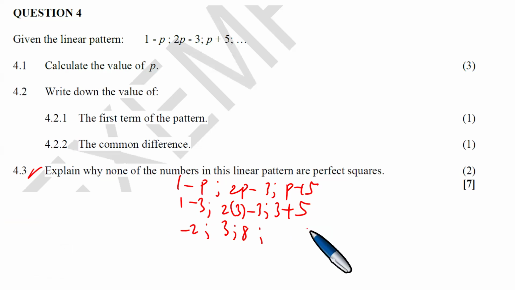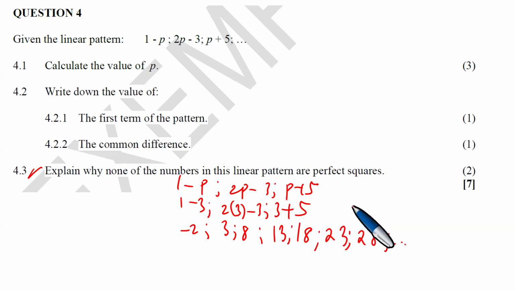Let us continue now, because we've already seen that the common difference here is 5. If you have minus 2, you add 5 to it, you get 3. 3 plus 5, you get 8. The next one is 8 plus 5, you get 13. You add 5 to 13, you get 18. You add 5 to 18, you get 23. You get 28, and so on and so forth. That is exploring the pattern.